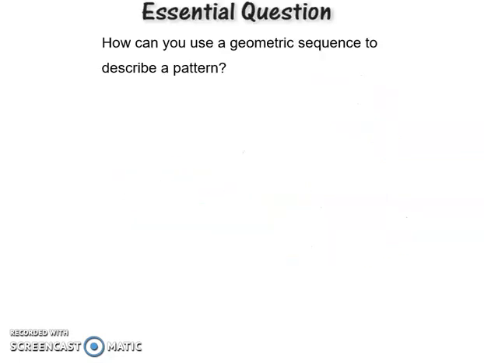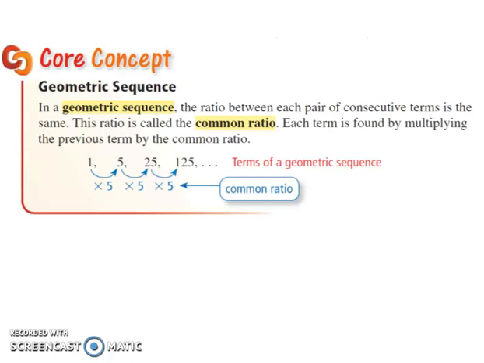Pretty good. So again, the essential question is, how can you use a geometric sequence to describe a pattern? And here's the core concept. So please copy down the notes, pause the video, and then resume when you're ready to hear it out. So for a geometric sequence, the ratio between each pair of consecutive terms is the same. The ratio is called the common ratio. Each term is formed by multiplying the previous term by the common ratio.